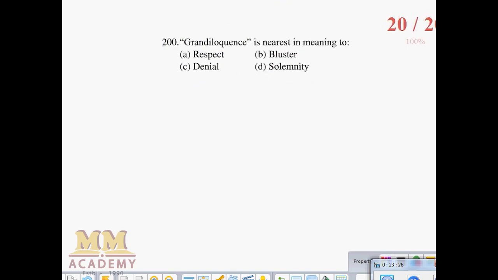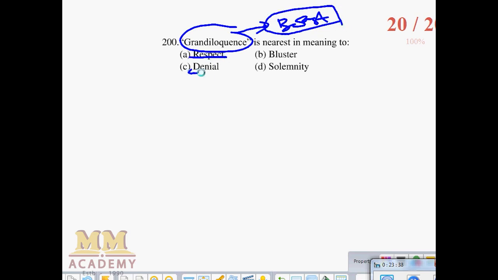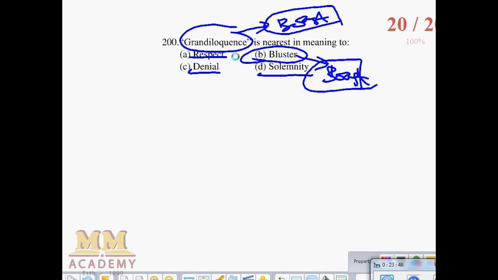Okay. Grandiloquence is nearest in meaning. Grandiloquence means a boastful appearance, right? Pretentious appearance, right? We have got respect, denial, solemnity, and bluster. Bluster also means to boast, right? So, nearest word in meaning to the word grandiloquence is bluster.